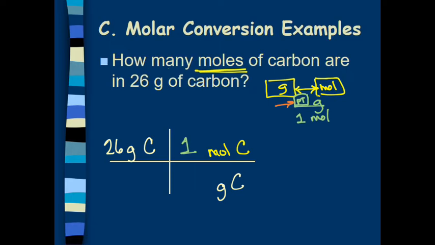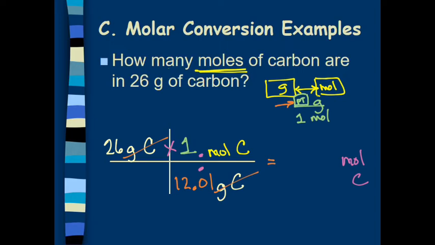And on the periodic table, carbon's molar mass is 12.01. Grams of carbon cancels. I'm left with moles of carbon. That is great because I know in my answer I need moles of carbon because that's what we solved for. So it's 26 times 1 divided by 12.01 to get your answer.